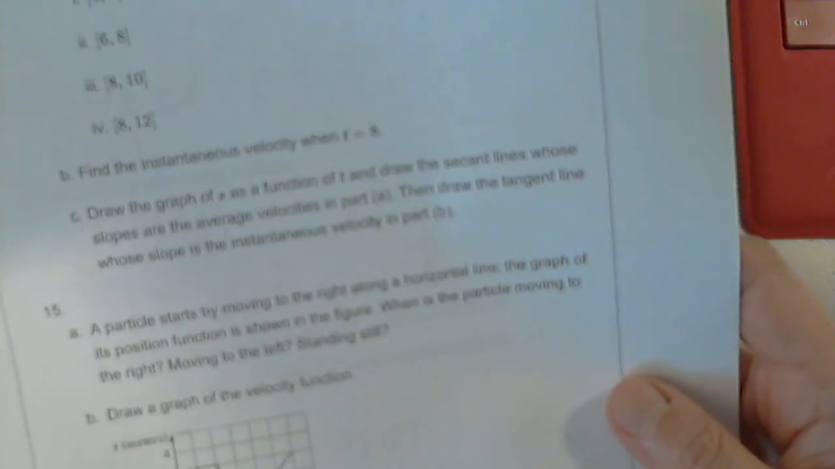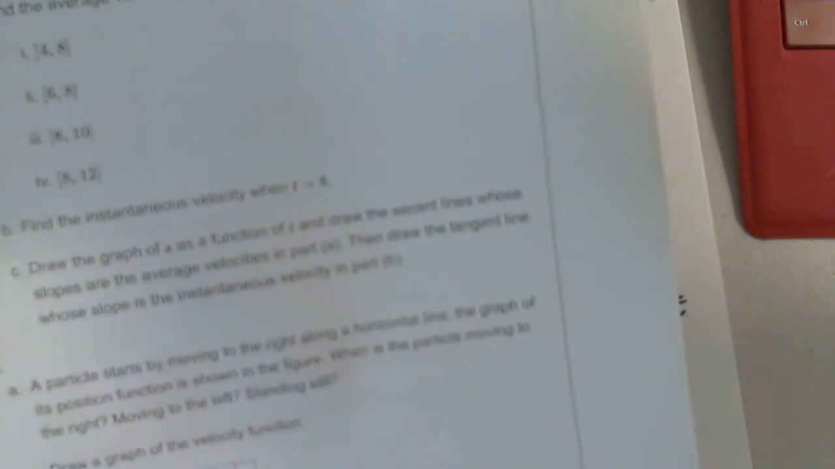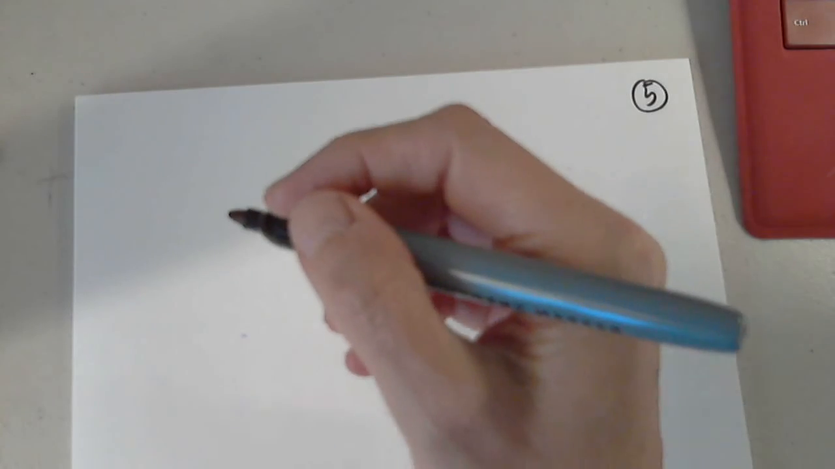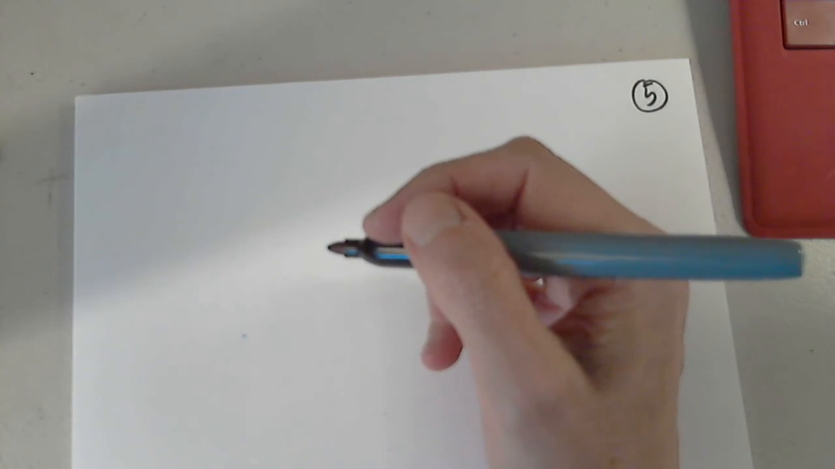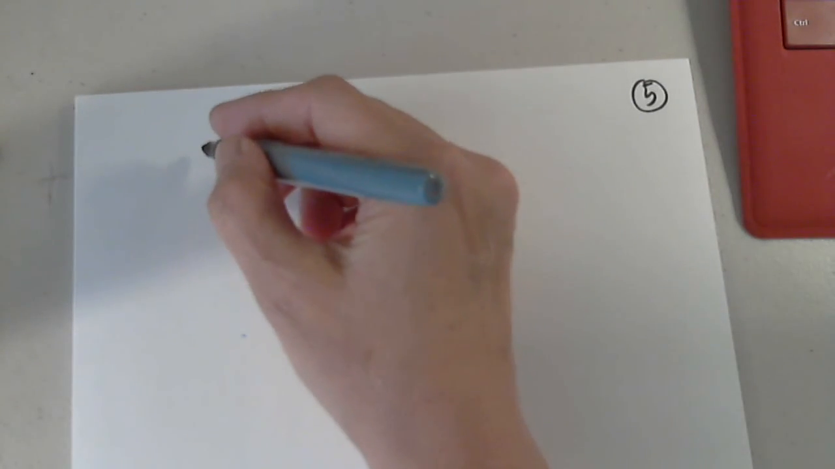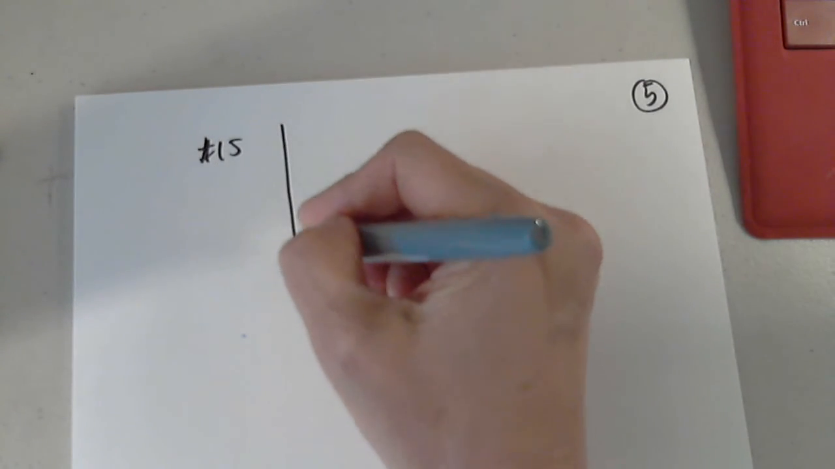Okay, I would like to look at problem 15. If you have WebAssign pulled up, if you have the book pulled up, I'd like to discuss this function and the problem. I'm going to graph it here for everyone anyway. So a particle starts by moving to the right along a horizontal line, the graph of its position function. So this is problem 15.